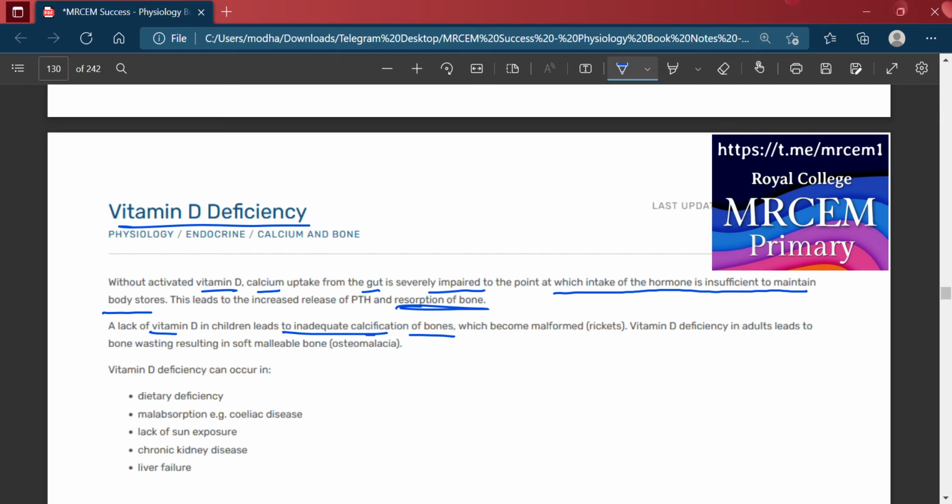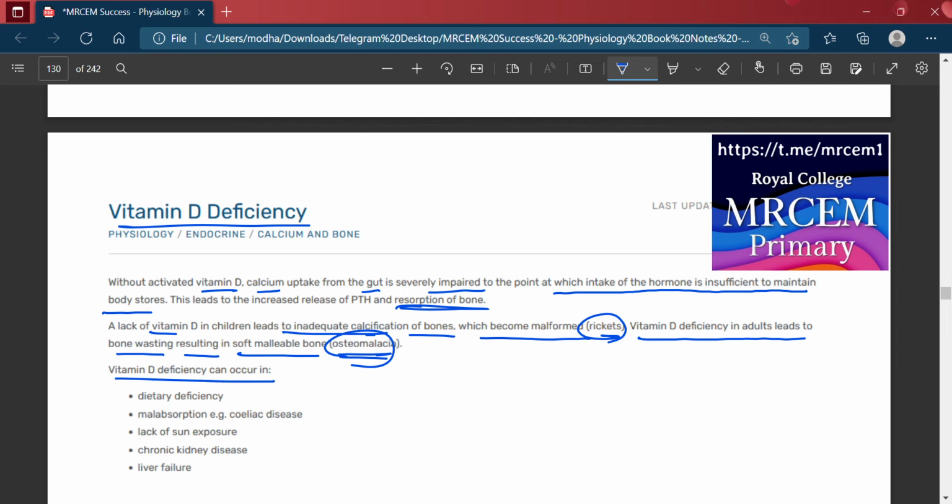Lack of vitamin D in children will lead to inadequate calcification of the bone, which becomes malformed and produces rickets, and vitamin D deficiency in adults will lead to bone wasting, resulting in soft, malleable bone, called osteomalacia. In children it causes rickets because of inadequate calcification of the bone, and in adults it causes malleable bone, called osteomalacia.